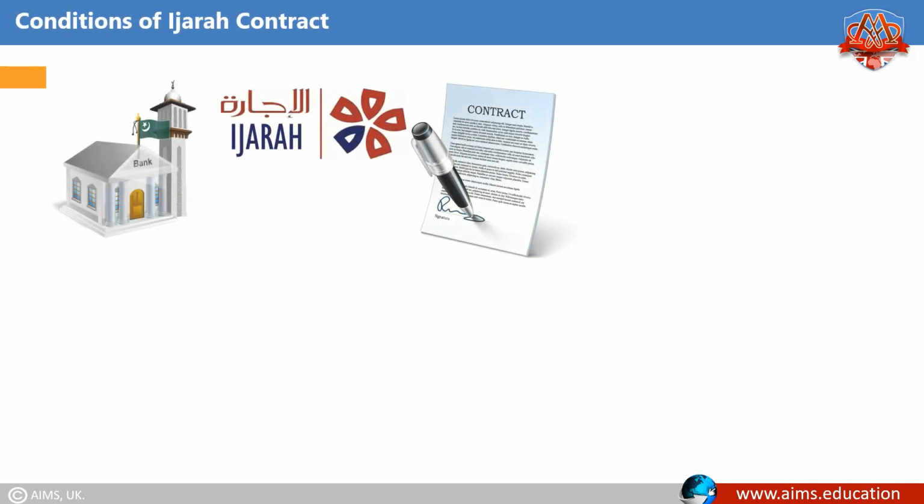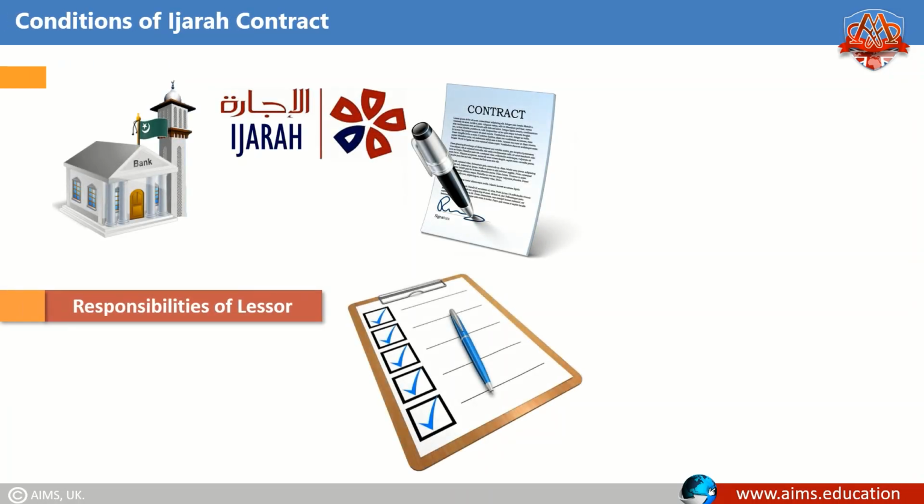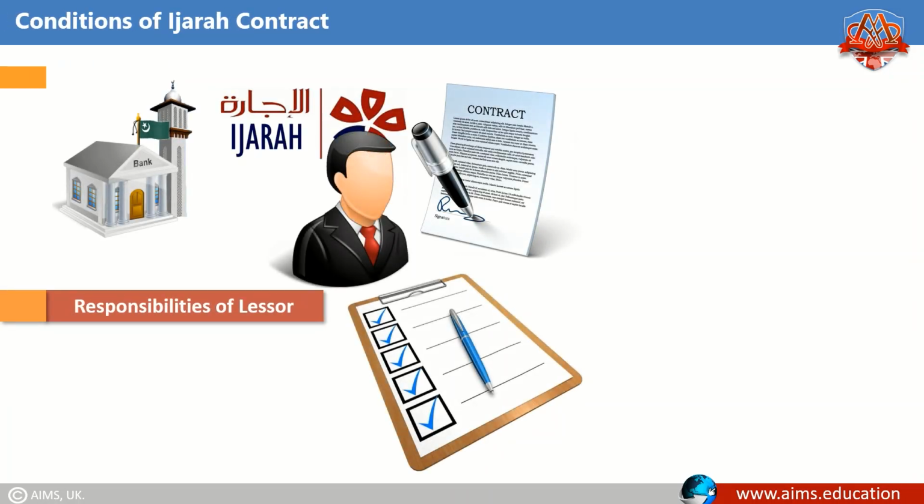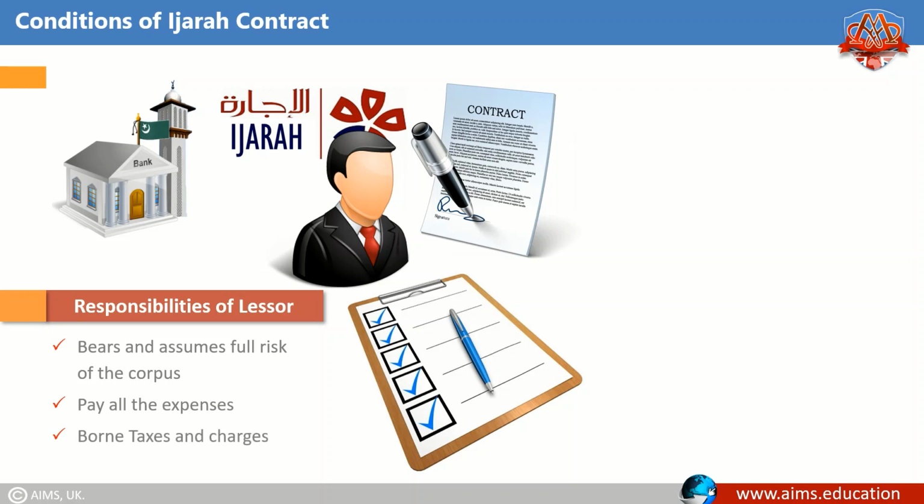Conditions of the Ijara contract. Responsibilities of the leaser. The leaser bears and assumes the full risk of the corpus of the leased asset. The leaser is liable to pay all the expenses incurred in the process of asset purchase, and taxes and charges related to ownership will be borne by the leaser.